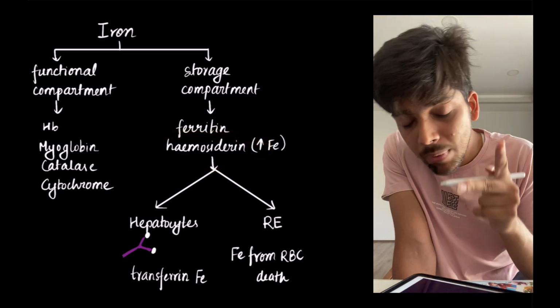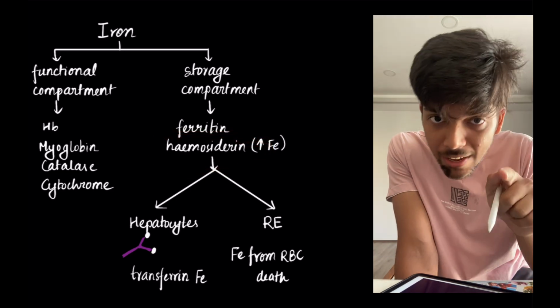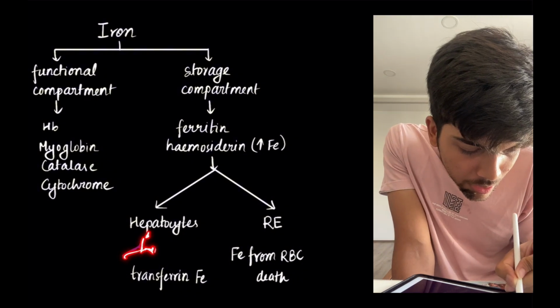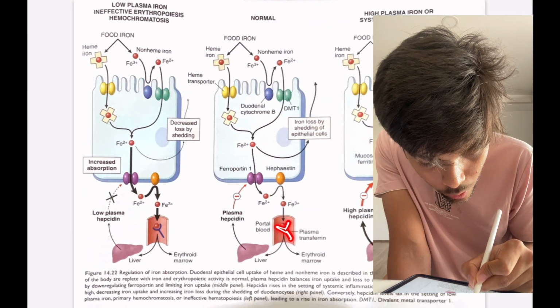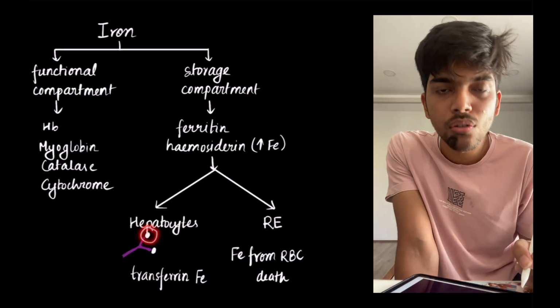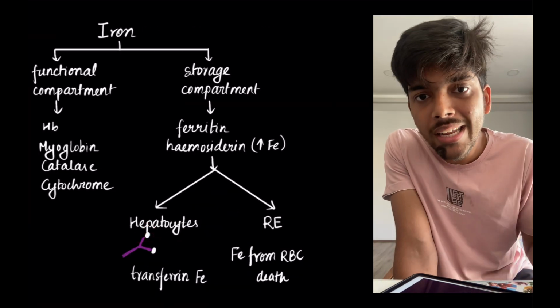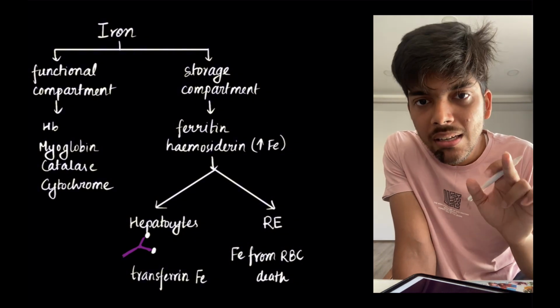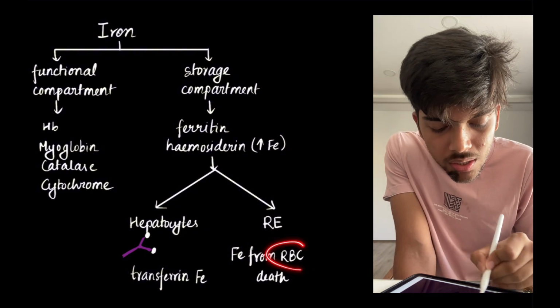There are two places where iron gets stored. If iron is brought by transferrin, this iron is stored in your liver, in the liver parenchyma cells. But if iron is obtained from destruction of RBC.